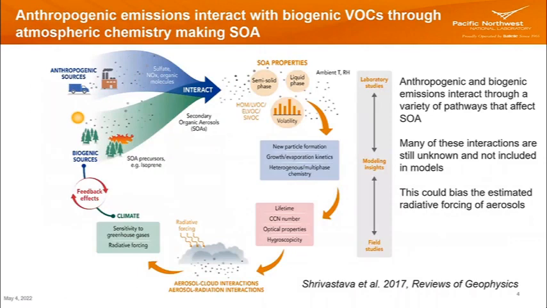And this is just a figure from our Reviews of Geophysics paper that came out in 2017, where one of the main points is that we cannot think of biogenic sources separate from anthropogenic sources, right? You have biogenic VOCs doing their own thing, making SOA, and anthropogenic SOA being formed in its own respect. But in actuality, in the atmosphere, these interact together. And there are a variety of pathways for the interactions between anthropogenic and biogenic VOCs. It could be through sulfate, NOx, but even interactions among organic molecules coming from anthropogenic and biogenic sources.